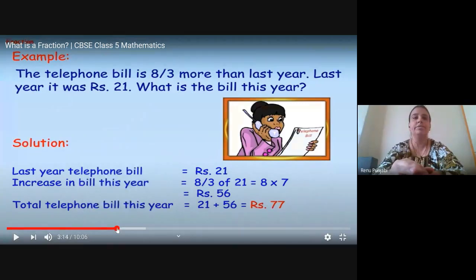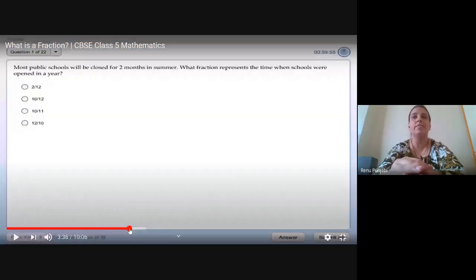We have learned here to find the value. Let's just have this quiz. I will ask a question from the children. I'll call the name, and that child only will answer me. Most public schools will be closed for 2 months in summer. What fraction represents the time when schools were open in a year? So what will be the answer?